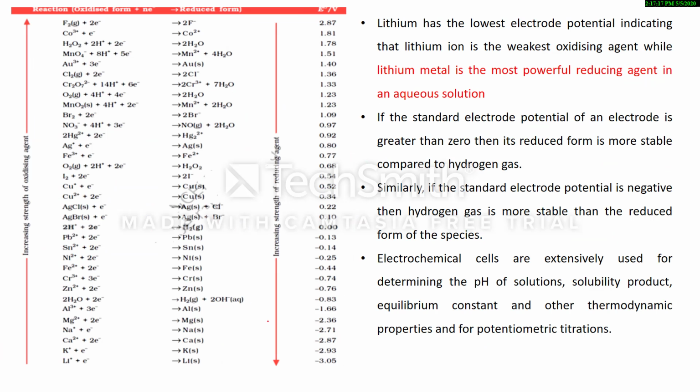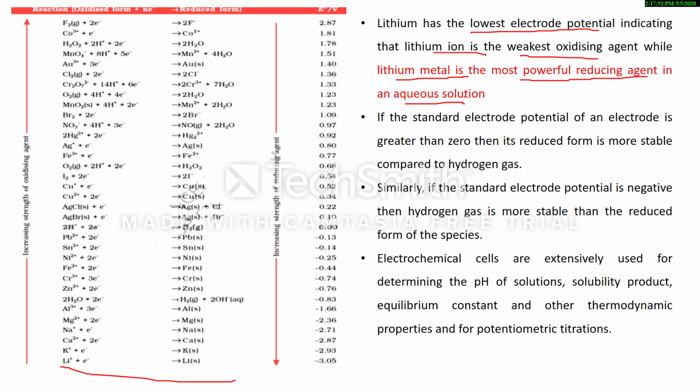Now the opposite extreme case, again see this. If we see down, lithium has the lowest electrode potential, indicating that lithium ion is the weakest oxidizing agent. Now, opposite to it, if we consider the oxidation process, Li converting into Li plus, the oxidation potential is highest for lithium metal. That's why we can say lithium metal is the most powerful reducing agent in aqueous solution.